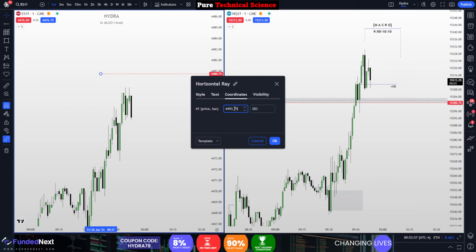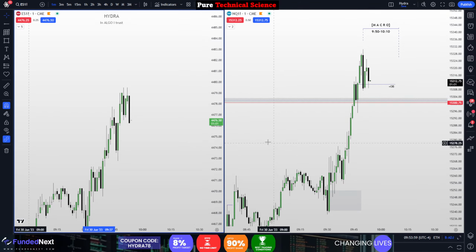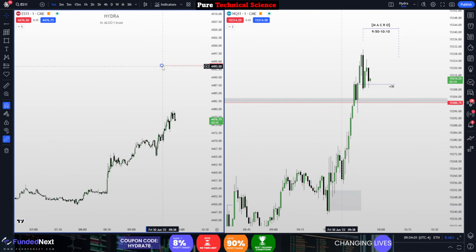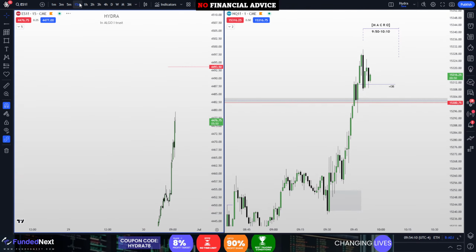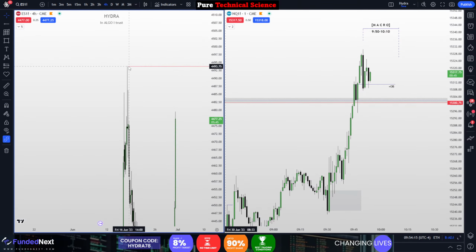4493.75. Let's see what's so significant about this level. Why is he referring to 4493? Okay, what's so significant about this level? What's there? Okay, this swing high.